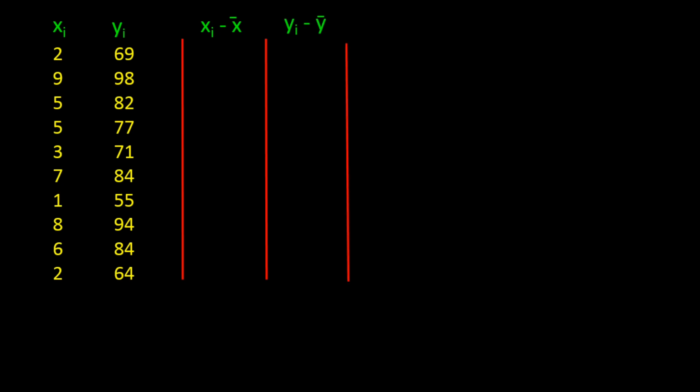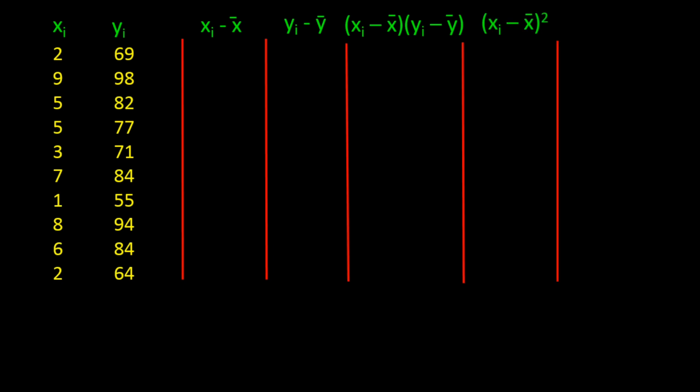Then we need a column for y i minus y bar, and that's the next component in the numerator for the slope. And then if you take a look at that numerator, you'll see that we multiply those, so the next column will be the product of the third and fourth columns, and that will help us to complete the calculations for the numerator. And finally, we need the last column, which is the third column squared, and that will give us the denominator of the slope formula.